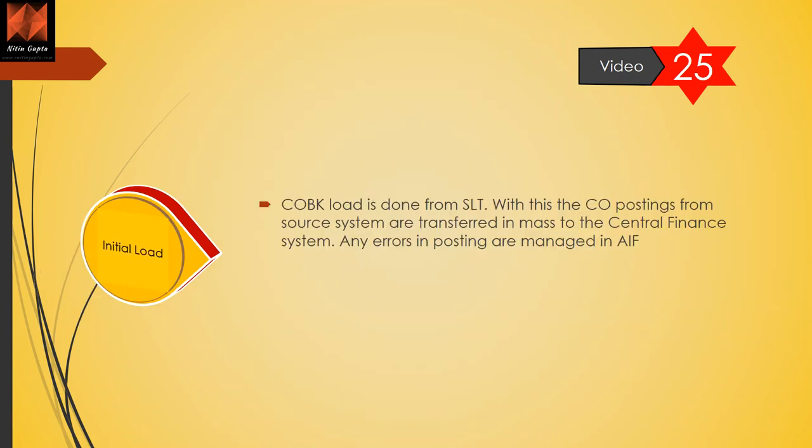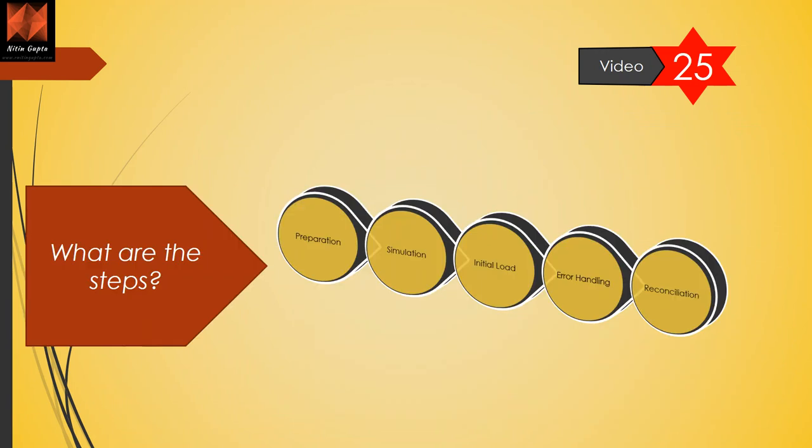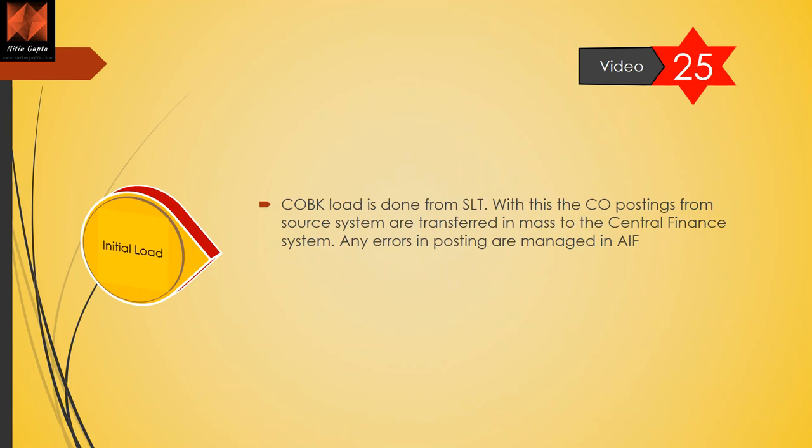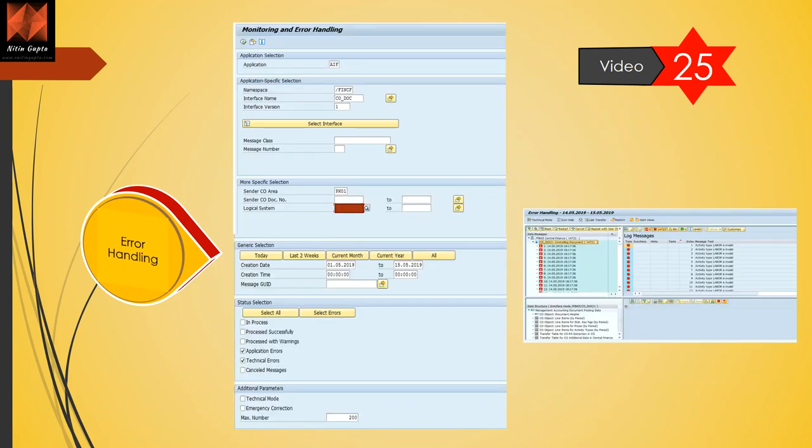I will just go back again for a quick recap of the process. You have to do a preparatory step, then you do simulation and smoke test, then you do your actual initial load from SLT, then you do your error handling in AIF, and then you do your reconciliation of data in source and CFIN. So these are the high level steps for CO initial load.